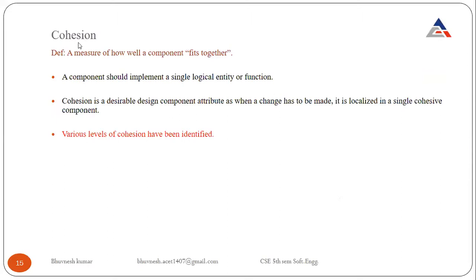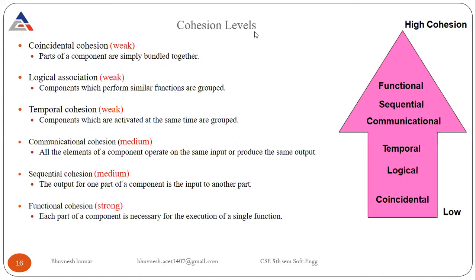Then cohesion is a measure of how well a component fits together. Here we are talking about the functions within a single module. In a single module, how their functions are related to each other, that is cohesion. And there are further different levels of cohesion. These are your cohesion levels.